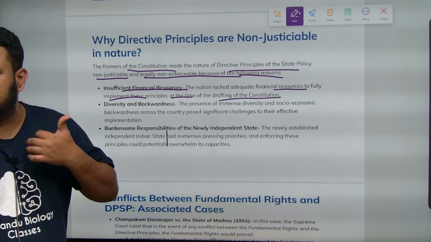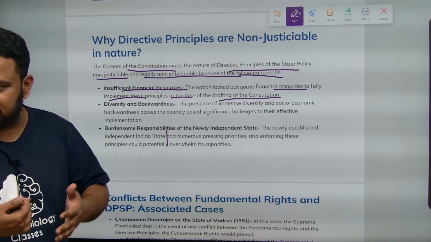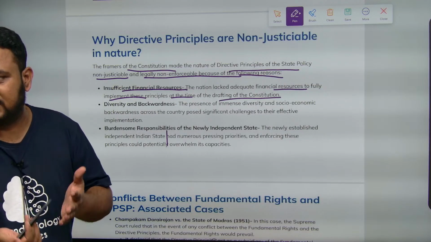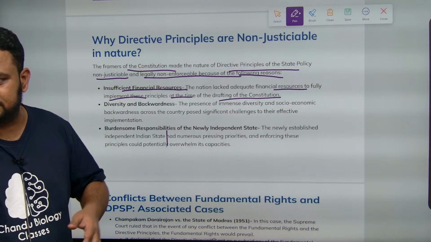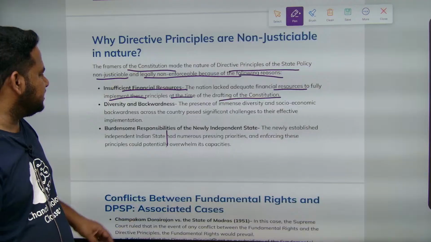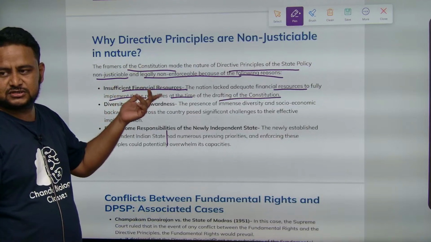At that time we did not have sufficient funds. When you have funds only you can make laws. Okay, making laws is different, implementing is different. To implement you need funds. To implement you need funds means that at that time our GDP was very less. So at that time our financial resources were poor.